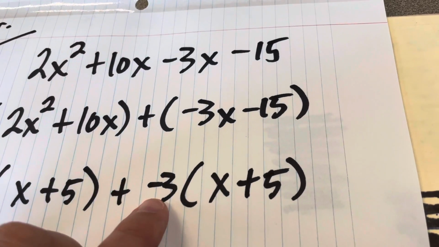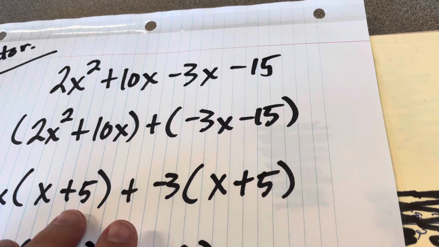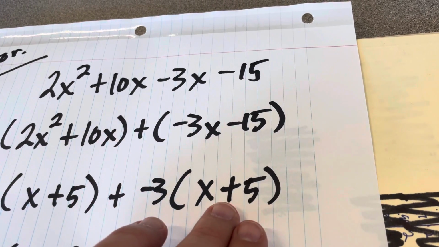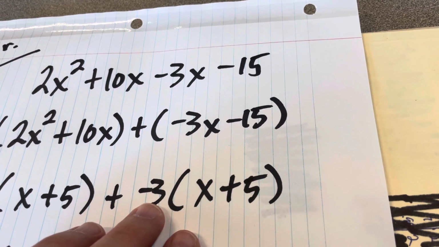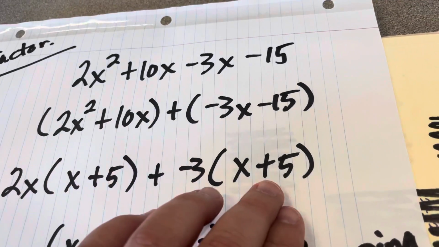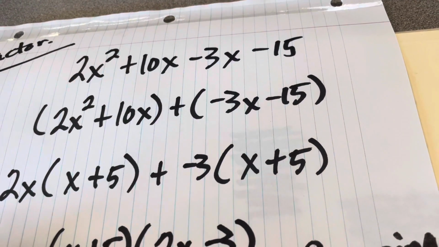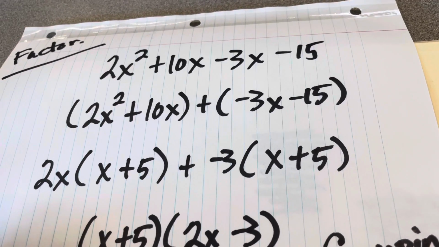The reason I factored out a -3 instead of a +3 is I wanted these 2 things to match up, x plus 5 here and x plus 5 there. And if I had factored out a +3, it would not have worked. These wouldn't have been the same. So these 2 terms need to be the same. If they're not, it means you made a mistake or it just doesn't factor by grouping.